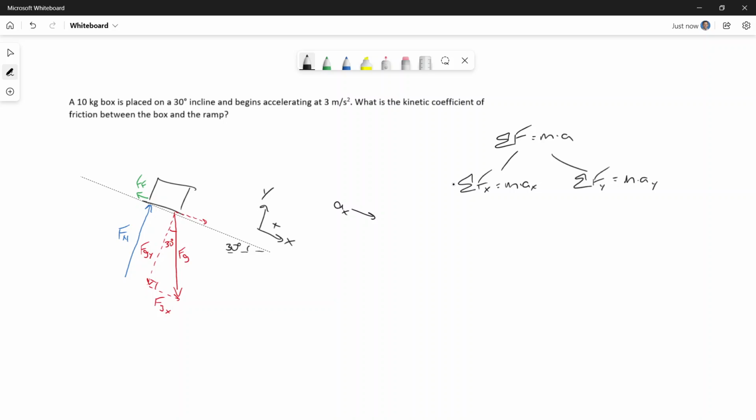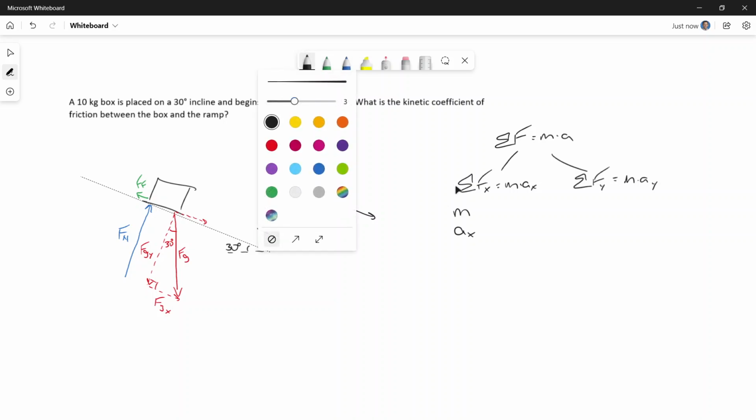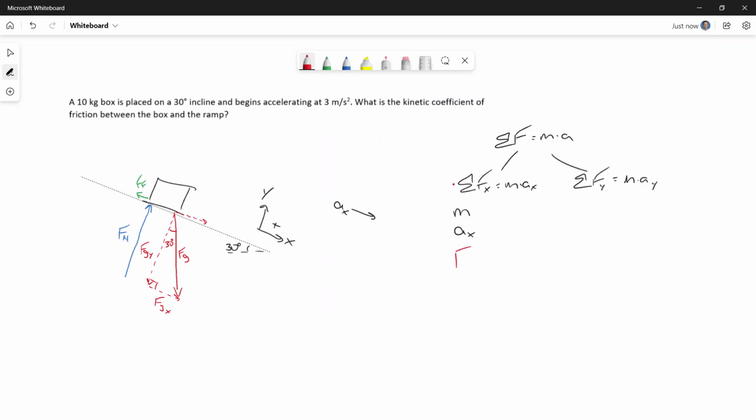In the x direction, this is the direction along the ramp surface. You would have a mass, you would have an acceleration along that ramp surface, and you have forces that act in that direction. One of those forces is going to be Fg in the x direction, and the other force is going to be the friction force. We want to find mu, so friction is one of those pieces we need to find mu, and we'll come back to that shortly.